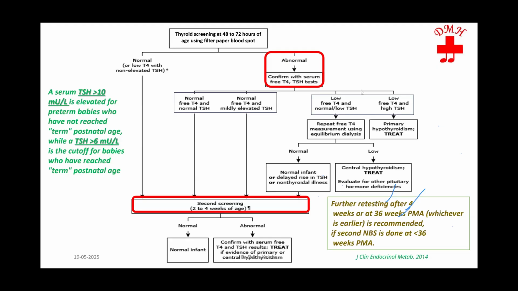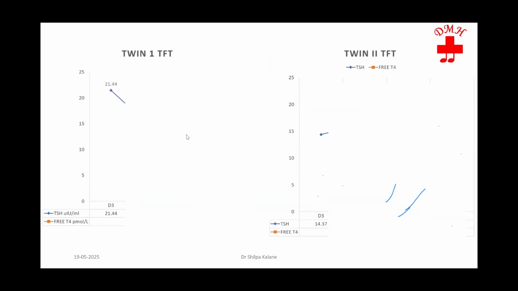Okay. The treatment is L-thyroxine, and when we start the treatment, our target is within the next 2 weeks. When we repeat the blood test, TSH and free T4, the free T4 should be more than 10 micrograms per deciliter. So T4 has to rise. That means the baby is showing response. So these babies were started on treatment. The first baby's TSH was 21, and the second baby's TSH was 15. They were started on treatment. The TSH came down and T4 increased.